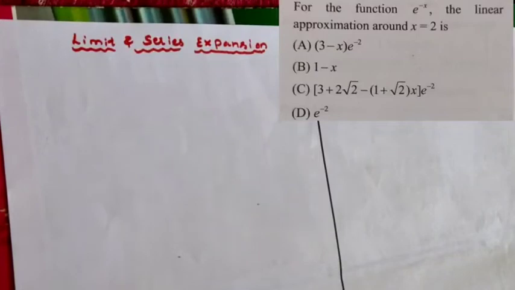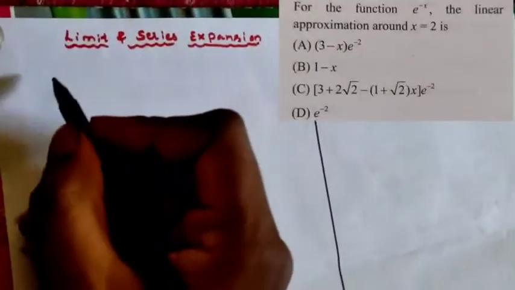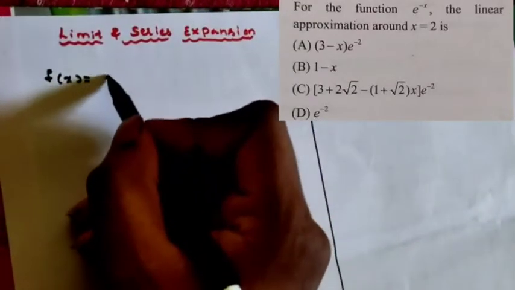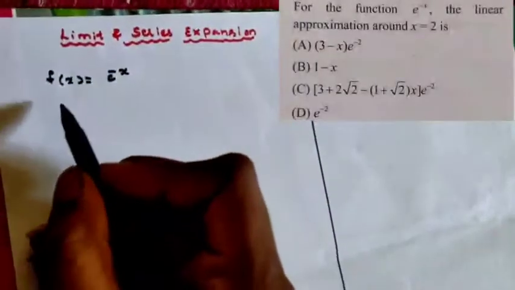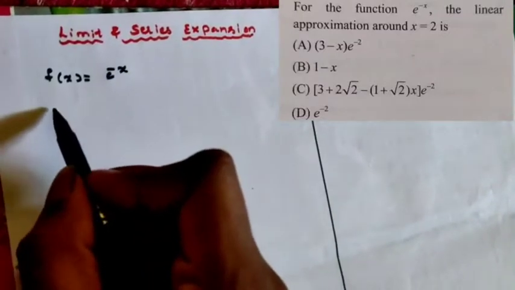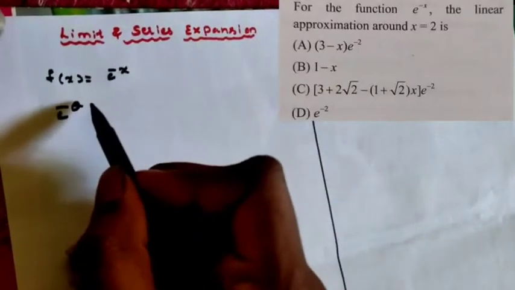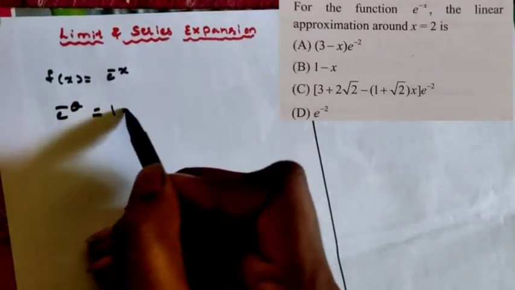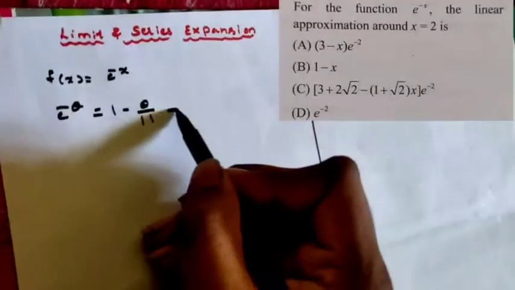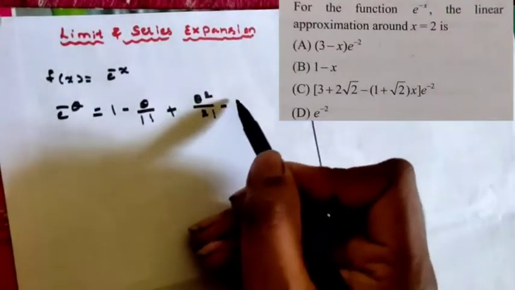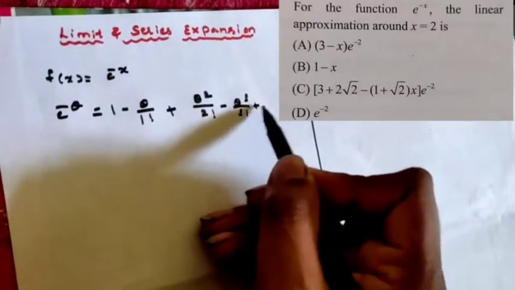This is a question based on a simple concept. The function given is f of x equal to e power of minus x, and we know the expansion of e power of minus theta. What is the expansion of e power of minus theta? That is equal to 1 minus theta by 1 factorial plus theta square by 2 factorial minus theta cube by 3 factorial plus and so on.